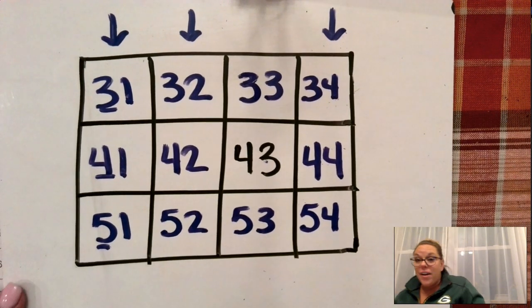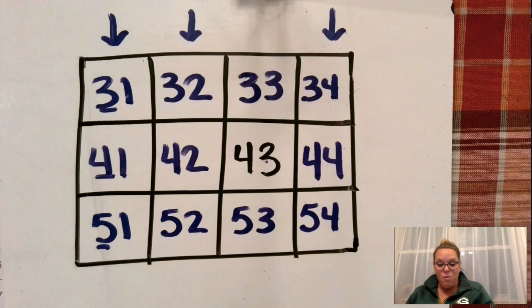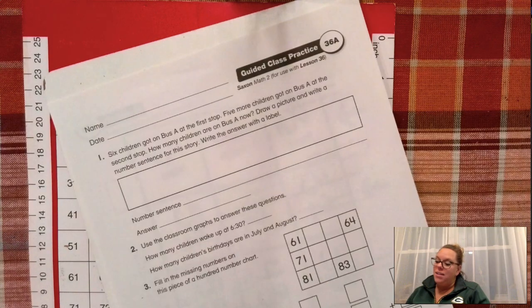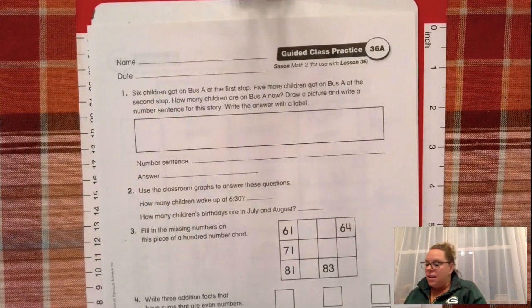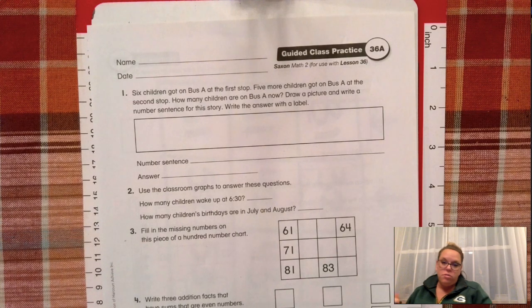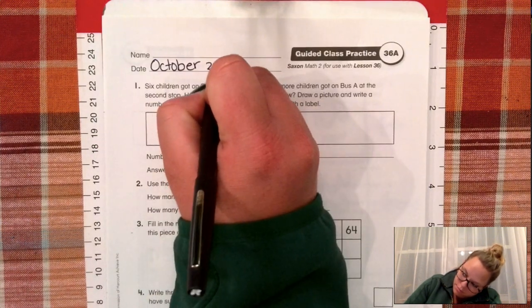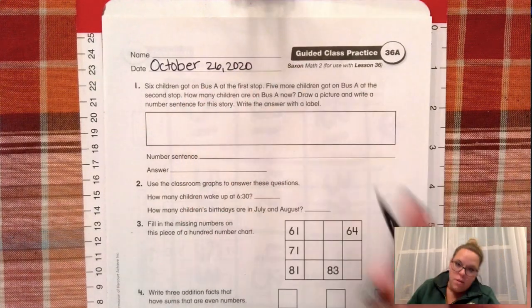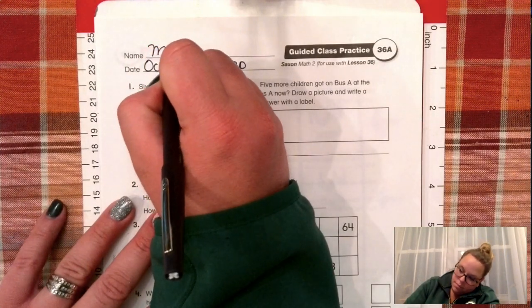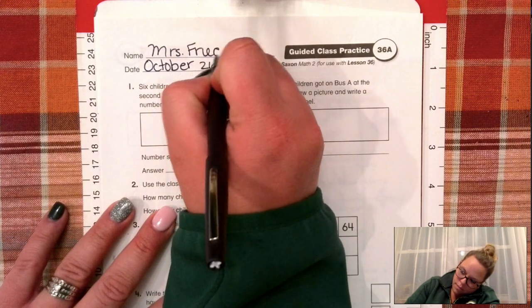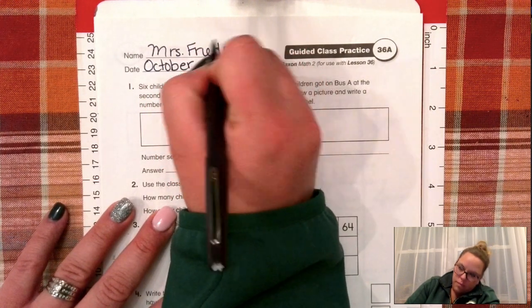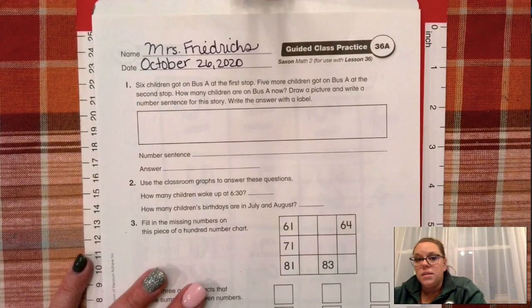Okay, friends. Very nice job working with me on this. This is not something that will go away. This is something that we will spend lots of time practicing. What I'd like you to do, please, is go ahead and grab out your guided class practice right away. You need to make sure that your name is on it, as well as the date. It is October 26th, 2020.